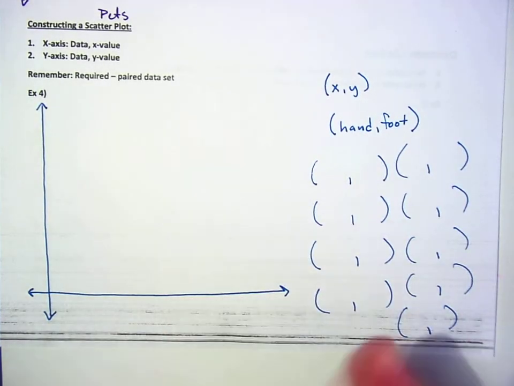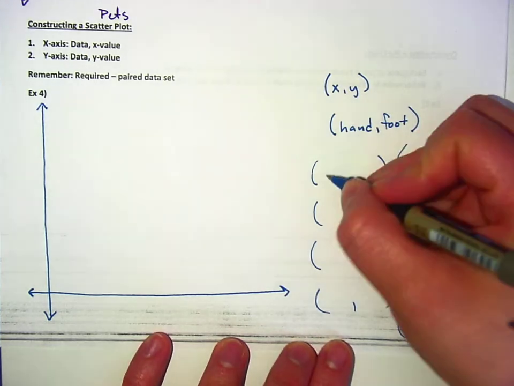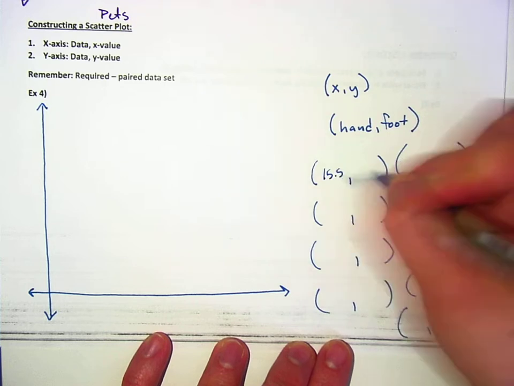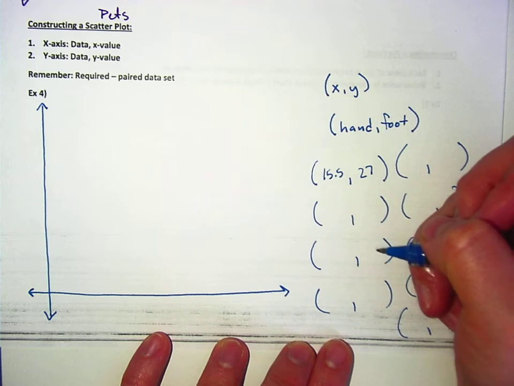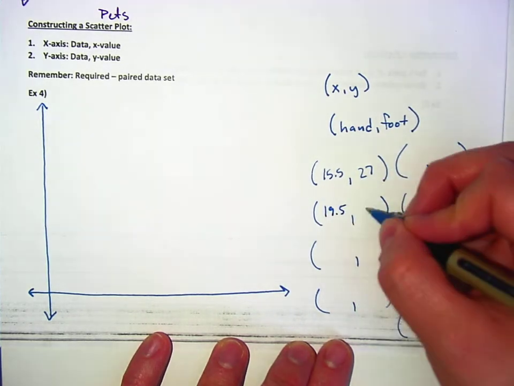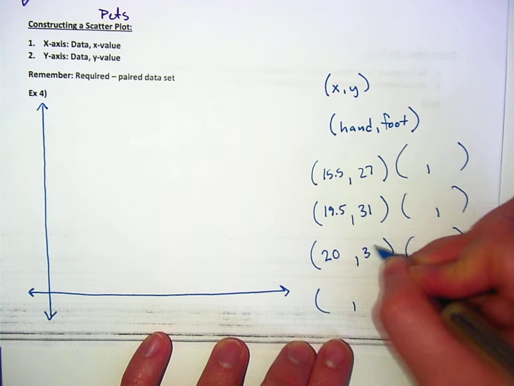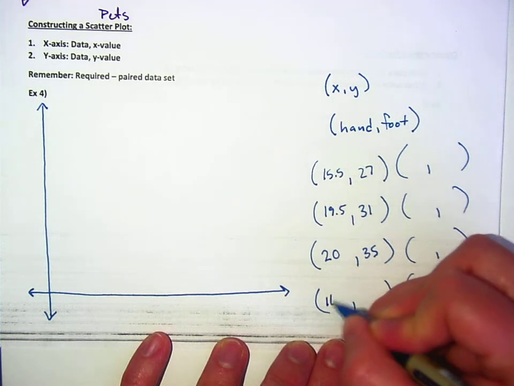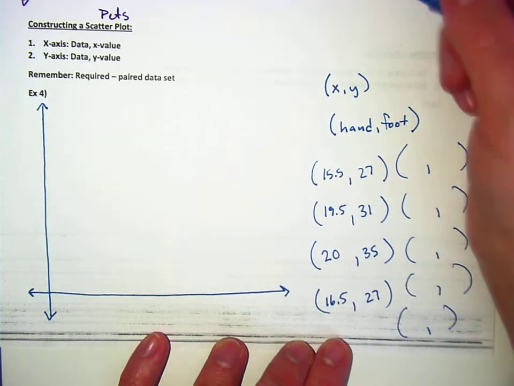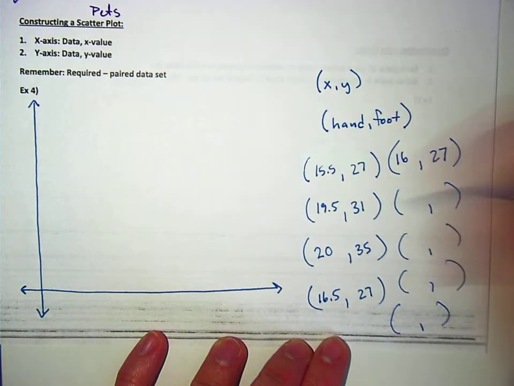So who's got their numbers ready? Hand first, foot second. I do. 15.5 and 27. 19.5 and 31. 20 and 35. 16.5 and 27. 16 and 27. 17.5 and 28.